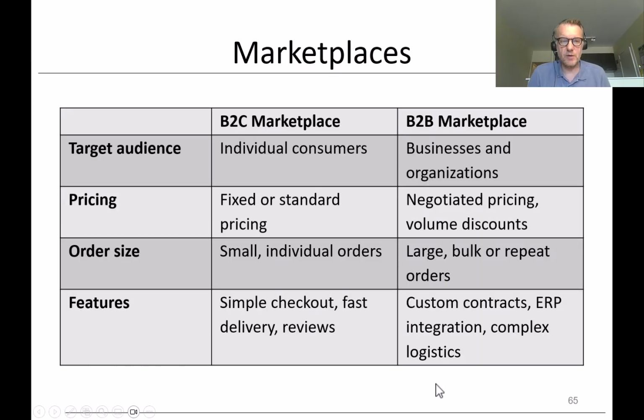Here you can see it summarized once more. In terms of target audience, B2C marketplace is individual customers, B2B marketplace is businesses and organizations. Pricing is fixed or standard for a B2C marketplace. In a B2B marketplace, it's a longer stickiness. It's negotiated with volume discounts. B2C is small individual orders. B2B is large bulk or repeat orders. Features for B2C are simple checkout, fast delivery, and reviews. And in B2B, it's more custom contracts, ERP integration, and complex logistics. So this ends this first part of this e-business chapter.